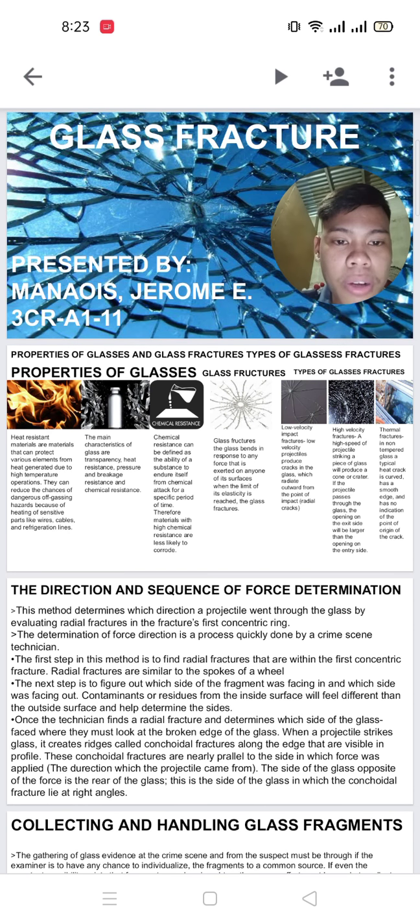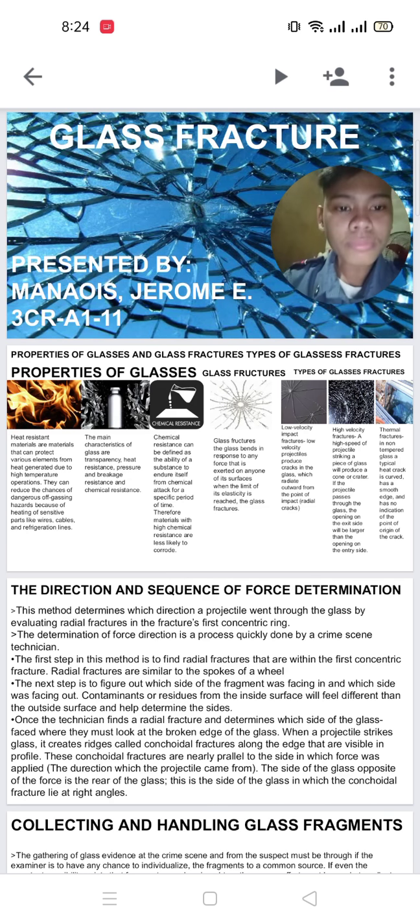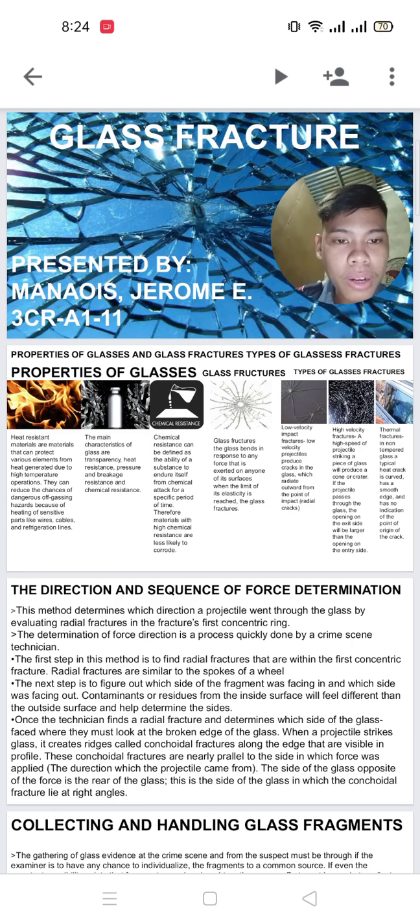And in glass fracture, the glass bends in response to any force that is exerted on any one of its surfaces. When the limit of its elasticity is reached, the glass fractures. And these are the types of glass fractures. Low velocity impact fracture. Low velocity projectiles produce cracks in the glass which radiate outward from the point of impact. Radial cracks. And high velocity fracture.